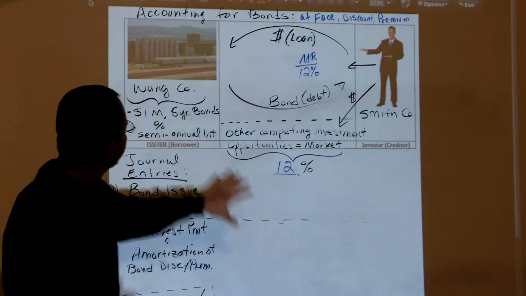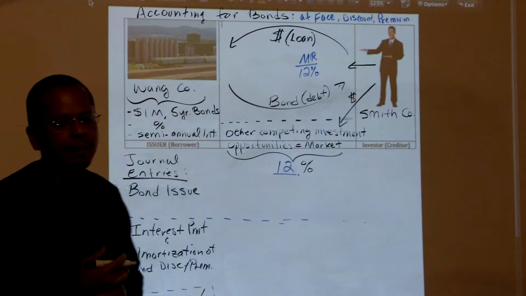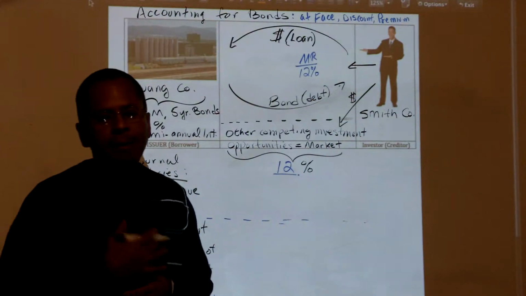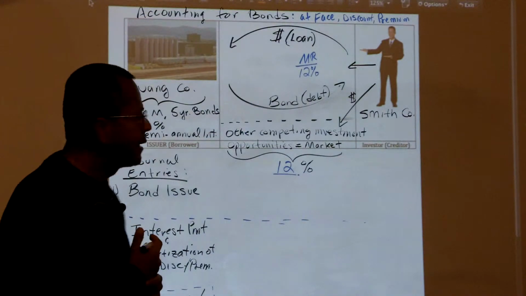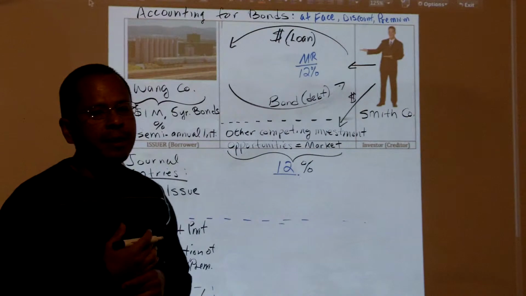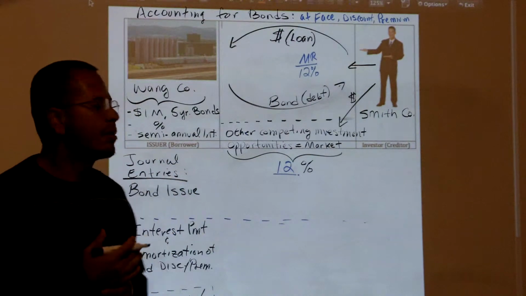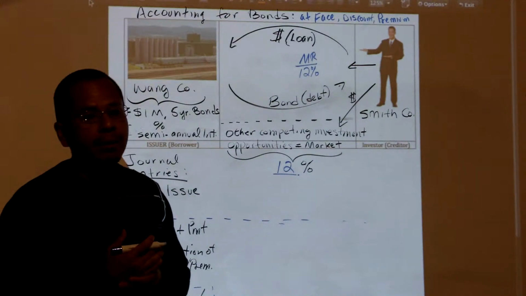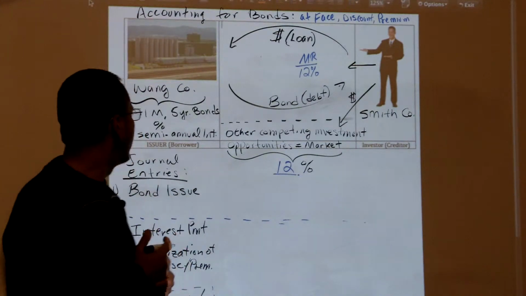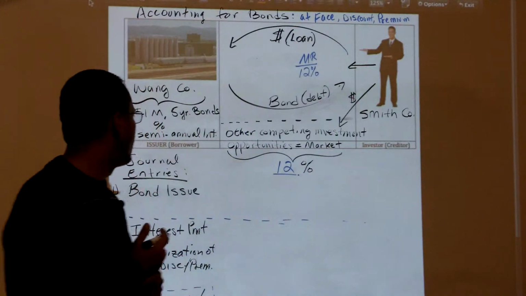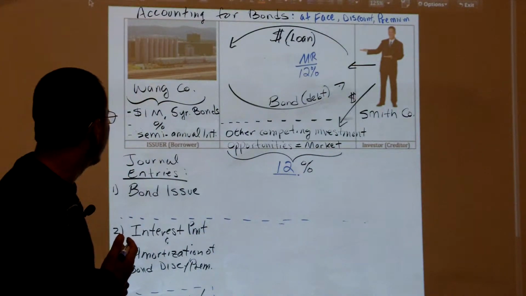Part of the market is Wang Company. Assume it's a manufacturing firm, and they're looking to get some funding from the outside, from some investor, to fund an expansion of the business. They have a choice to either issue equity through stock or debt via bonds. So we're going to actually be using bonds in this example.